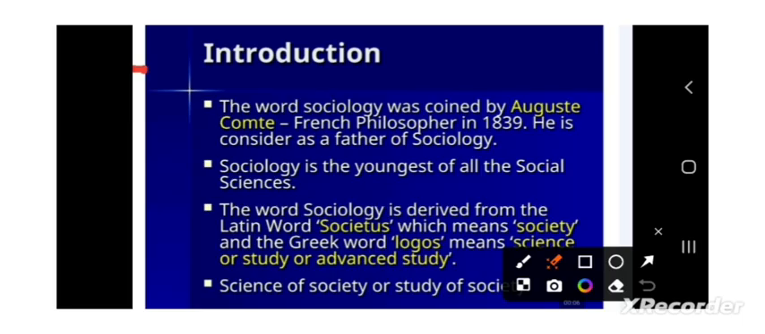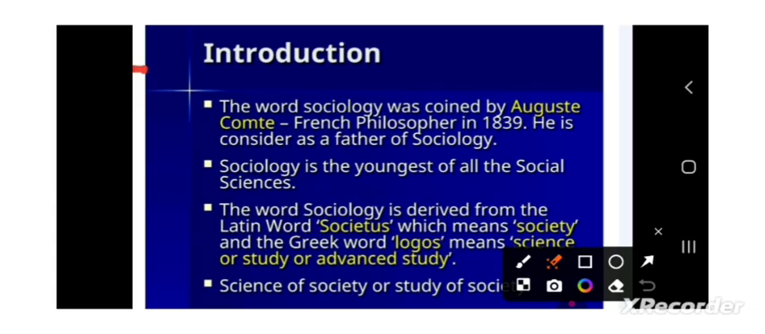Foundational concept of sociology, origin and founder. The word sociology was coined by Auguste Comte, a French philosopher, in 1839. He is considered the father of sociology. The word sociology was officially created and introduced by the French philosopher Auguste Comte in 1839, father of sociology.